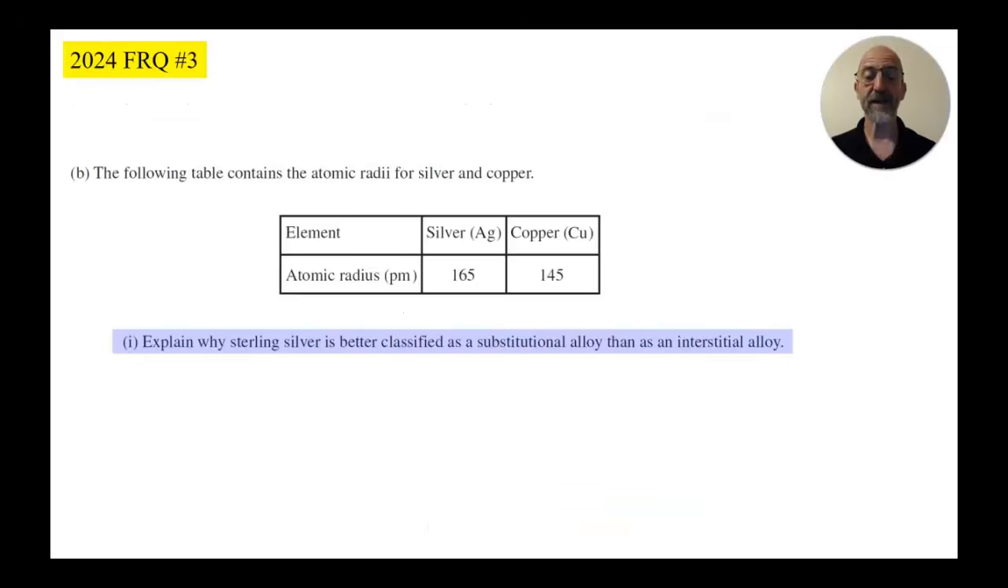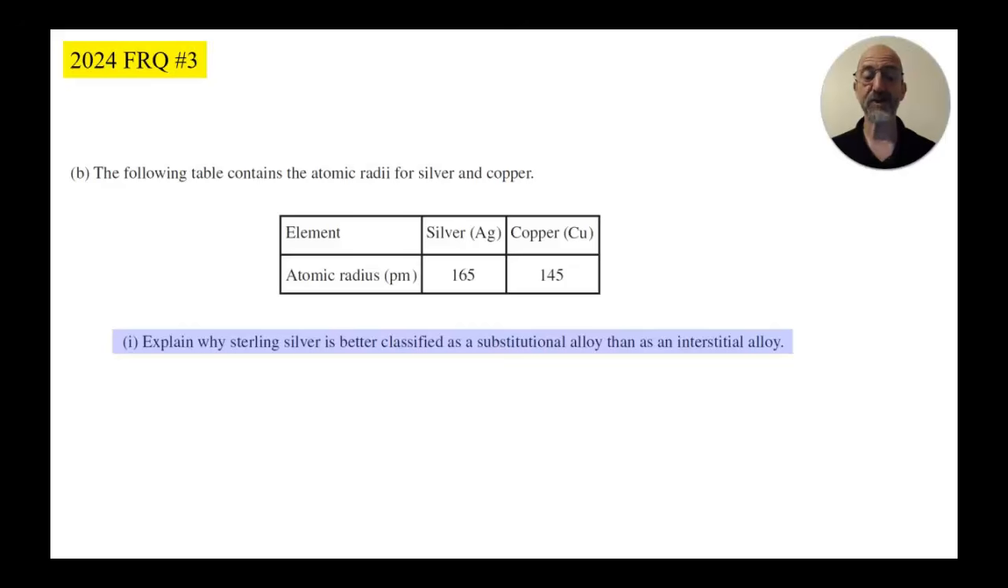All right, this next one looks like it might be about periodic trends, but it's actually about the definition of a certain type of alloy. So this is from the 2024 AP Chemistry exam. We are given a data table with silver and copper and the atomic radius. Explain why sterling silver is better classified as a substitutional alloy than as an interstitial alloy.